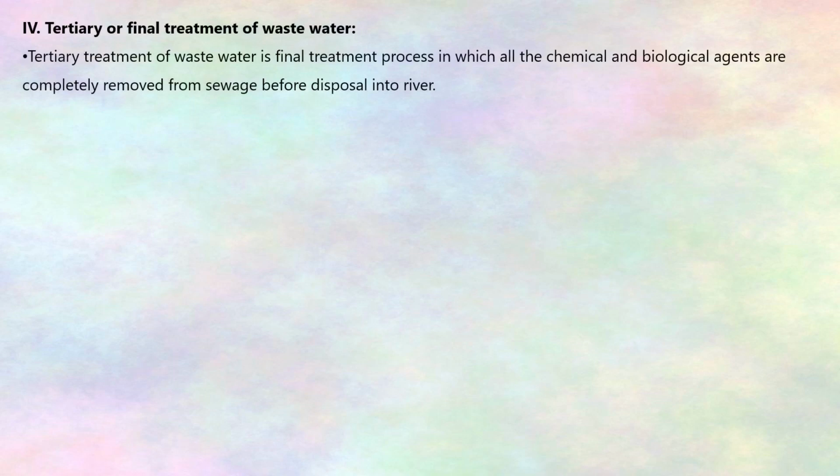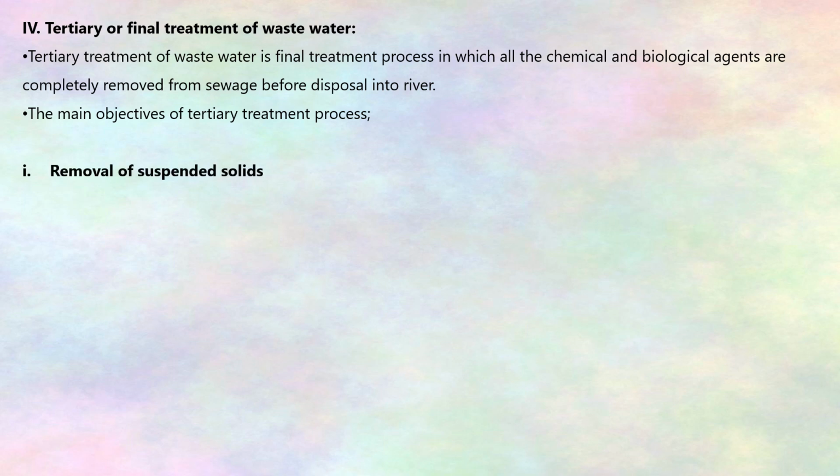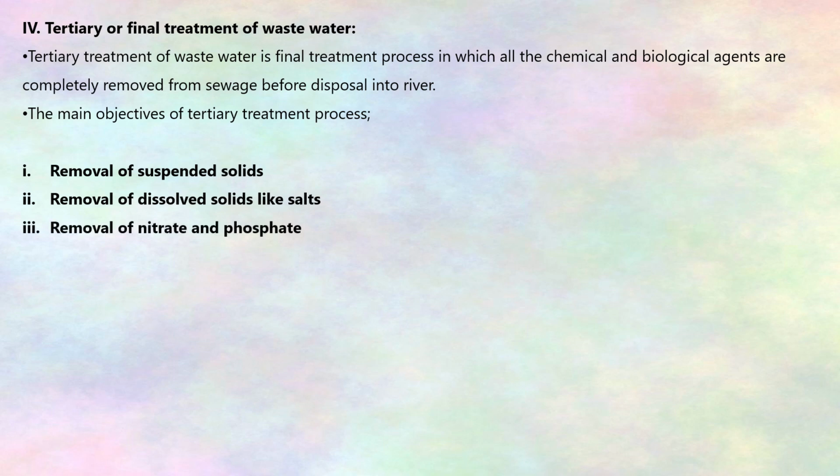The last step is called the tertiary or the final treatment of the wastewater. Tertiary treatment of wastewater is the final treatment process in which all the chemical and biological agents are completely removed from the sewage before disposal into the river. The main objectives of the tertiary treatment process are removal of suspended solids, removal of dissolved solids like salts, removal of nitrate and phosphate, and killing of microorganisms.